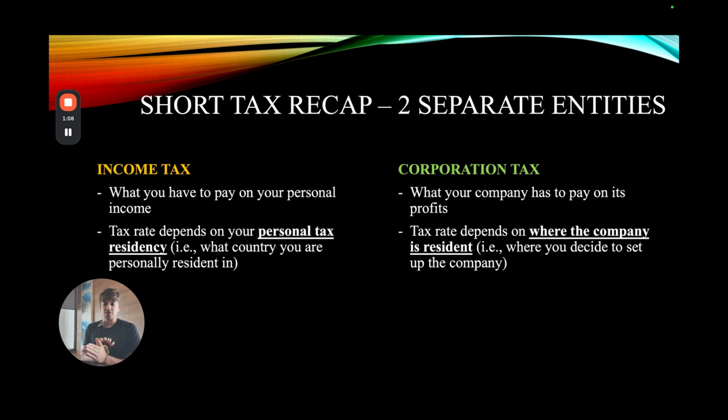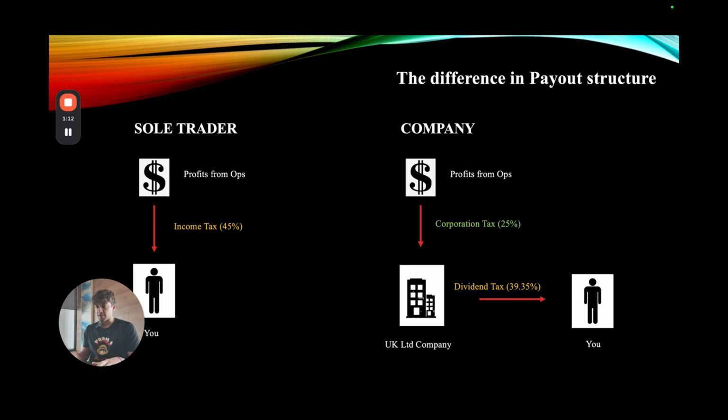And the tax rate depends on where the company is resident, which basically means where you decide to set up the company. And this is the difference in the payout structure. I'm using UK tax numbers here because most of my followers are from the UK, but this applies the same way if you're Australian, Canadian. These numbers may be a bit different, but the payout structure is the same.